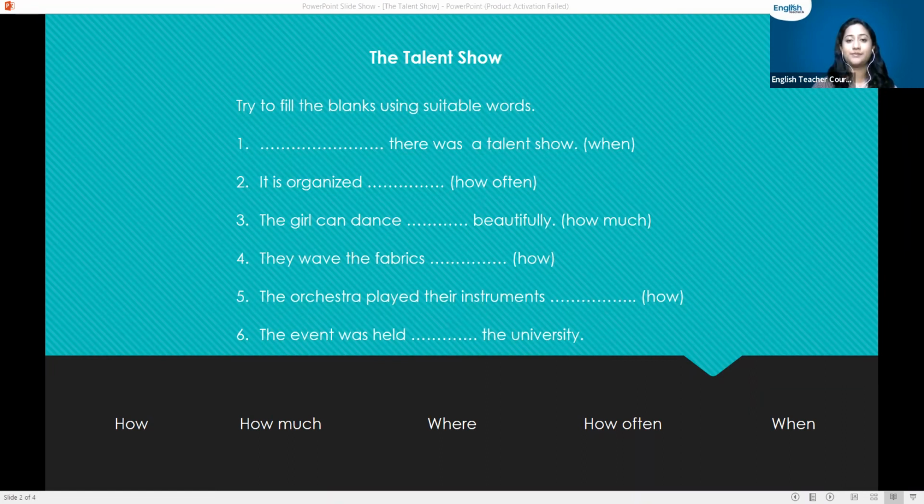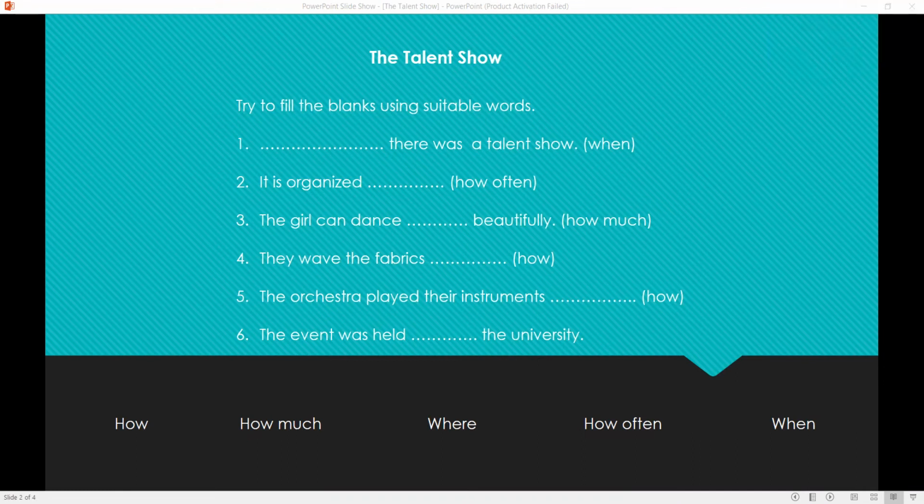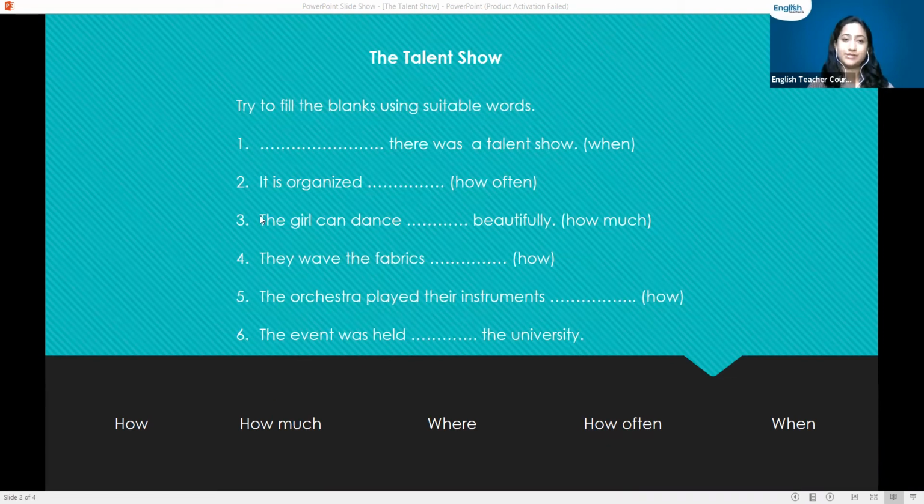Let's look at an example. There was a talent show, right? If we ask the question when, can you provide me with some examples? It was on Monday. We can say last Monday. Okay, since this is a sentence, you need to say it was, but we can just say last Monday.